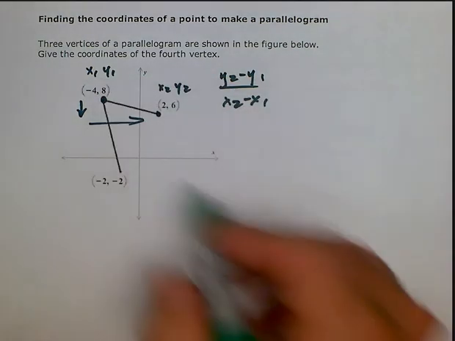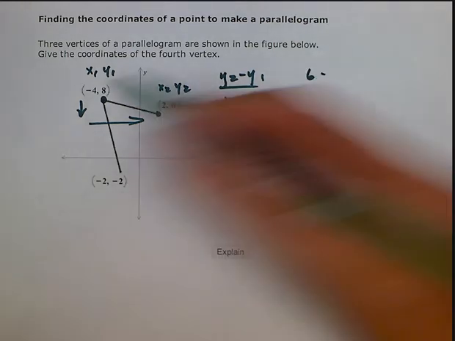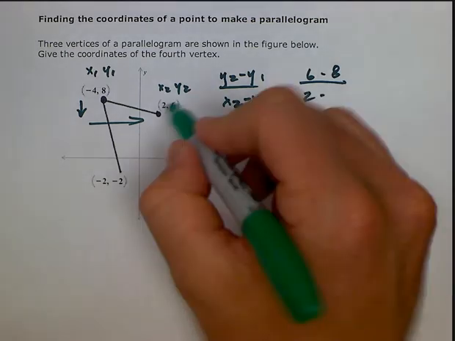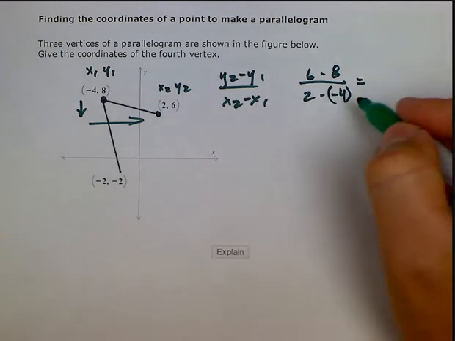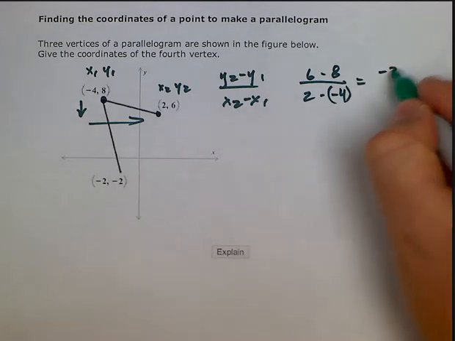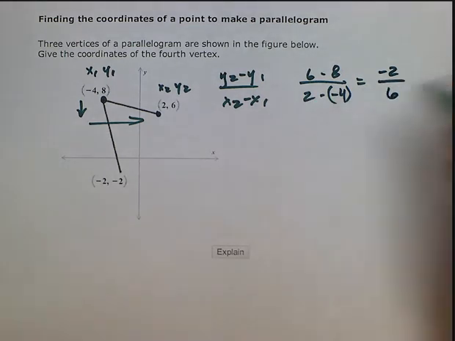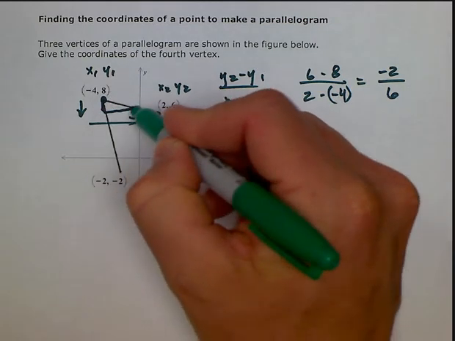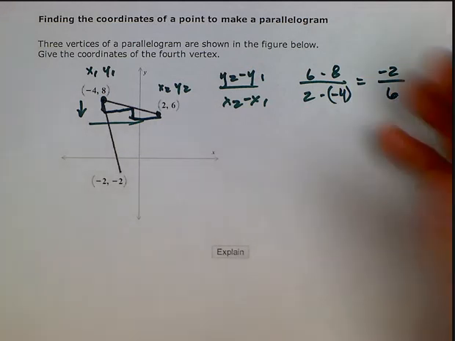When we plug this in, we get y2, which is 6, minus y1, which is 8, over x2, which is 2, minus x1, which is a negative 4. And when we solve for that, 6 minus 8 is a negative 2, and 2 minus a negative, or 2 plus 4, is 6. So of course this could reduce down to negative 1/3, which is basically saying down 1 over 3, down 1 over 3. Or we could say down 2 over 6, which would give us the proper length.